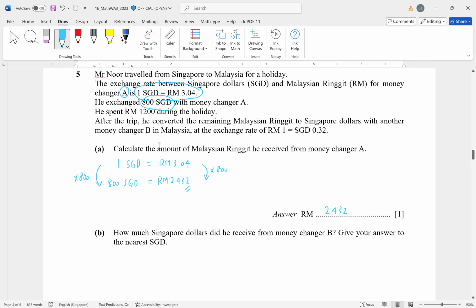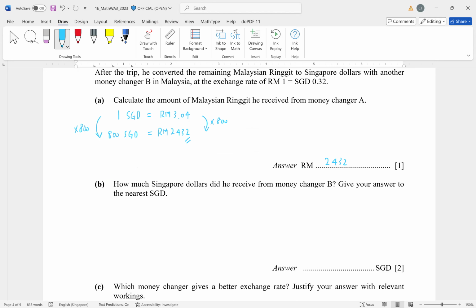Then part B. How much Singapore dollars did he receive from money changer B? Give your answer to the nearest dollar. For this part of the question, we will need to calculate the remaining amount of ringgit that he has left. So the remaining will be RM 2432 minus RM 1,200. That will give us RM 1,232 remaining. This is the amount that he will change back.